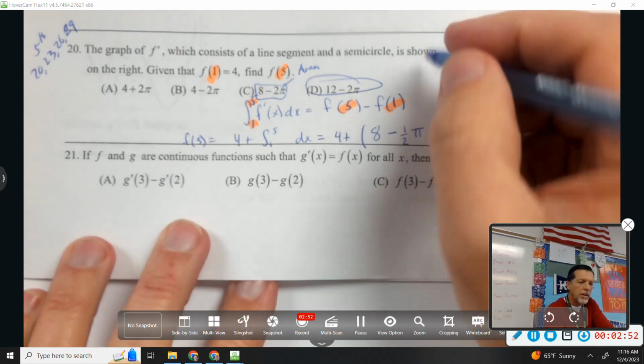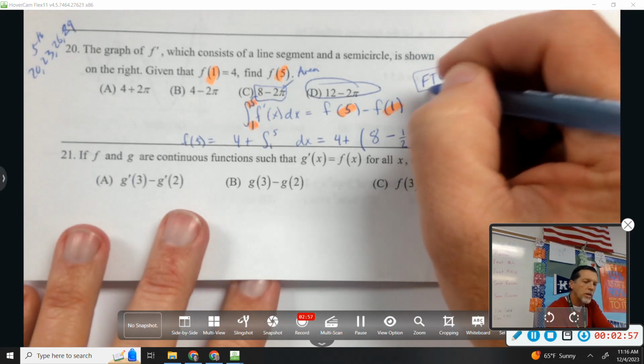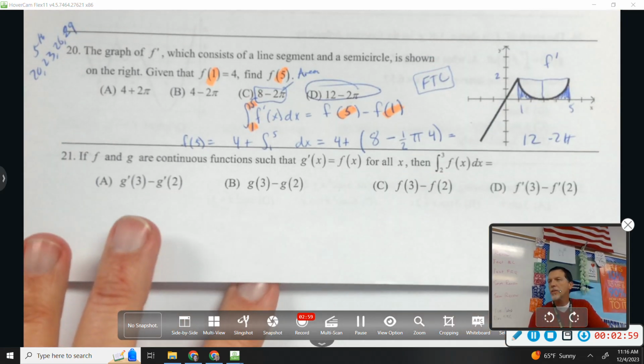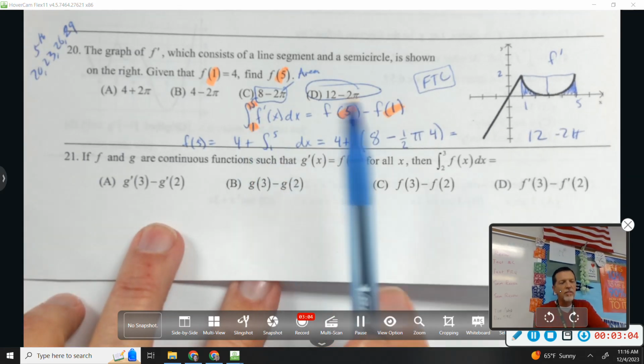Again, if you're looking at how I labeled things on the review or the test outline, that's a fundamental theorem of calculus type question, meaning the antiderivative of a derivative gets you back to the original.